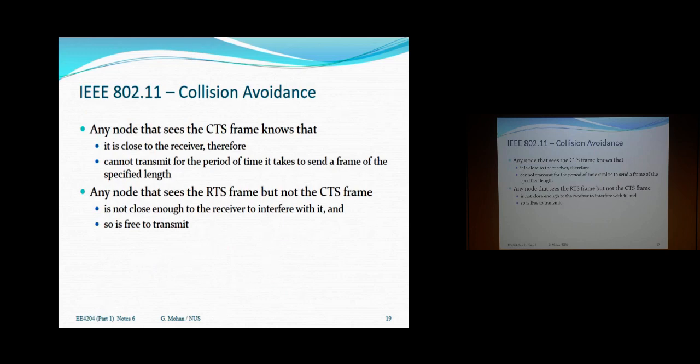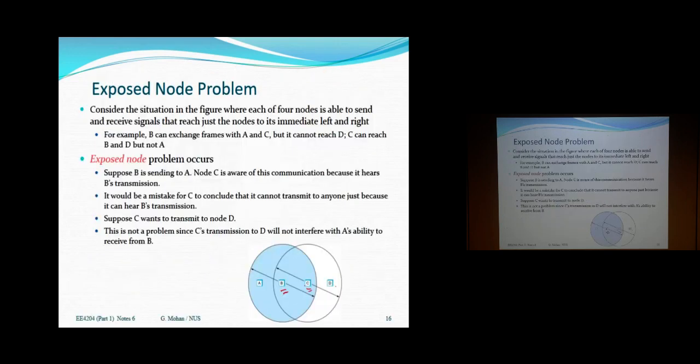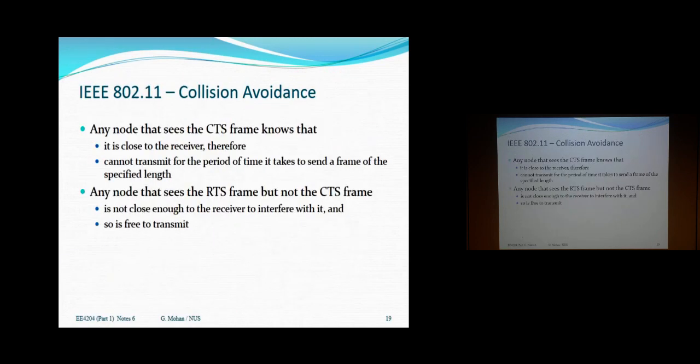Now we see how the two situations, the exposed node problem and the hidden node problem, are handled here, and also how collisions are avoided. Now, very simple: any node which can see a CTS frame knows that it is close to the receiver. Let's say this is X, this is Y. Let's say X sends an RTS frame, request to send. Let's say Y is free and sees that it's not receiving anything, so it's ready to receive the communication. So it will respond with CTS.